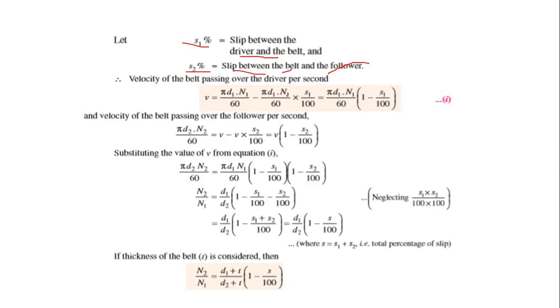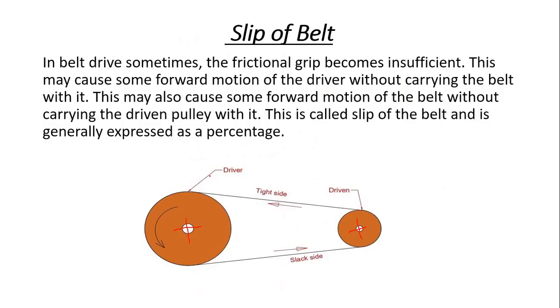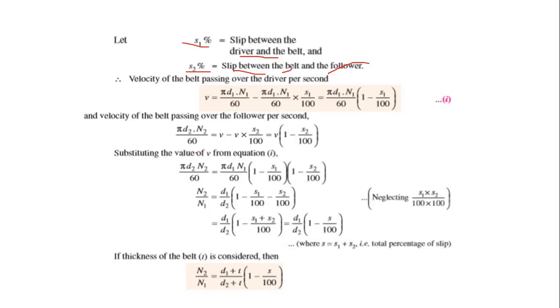Now student, the velocity of belt passing over the driver per second. It is the driver now. So whatever the velocity passing through this driver per second. Now the ideal velocity is what? This v is equal to pi d1 n1 by 60. But this does not occur because S1 percentage slip occurs between the driver and the belt.